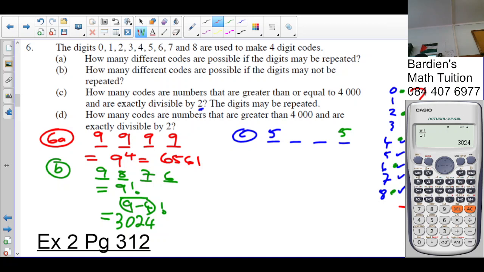So the letters may be repeated. How many options do I have for the second bit? 9. For the third bit? 9. So this is a case where we can't go with 4 factorial, or in this case 9 factorial over anything. This is straight multiplication here. So that would simply be 5 times 9 times 9 times 5. It gives you 2,025.